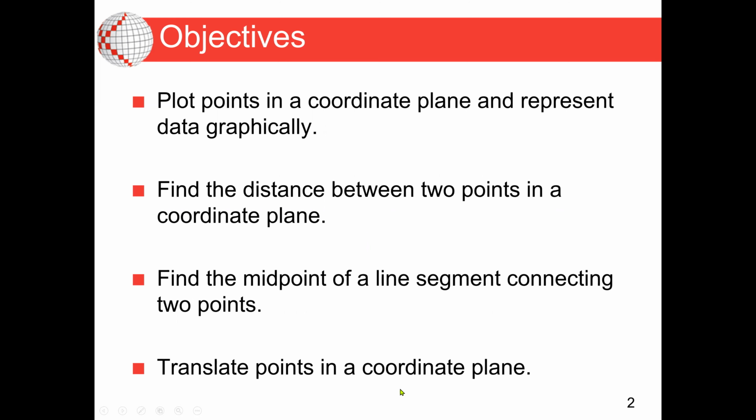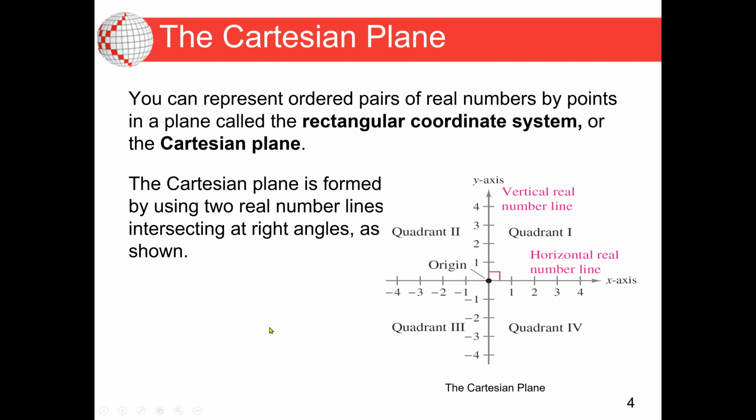Here we said we can represent ordered pairs of real numbers by points in a plane called a rectangular coordinate system, or we use the term Cartesian plane. So again, the Cartesian plane consists of x and y axes. X is the horizontal axis and y is the vertical axis. And it's divided into 4, which we normally refer to as quadrants. So we have quadrant 1, quadrant 2, quadrant 3, and quadrant 4.